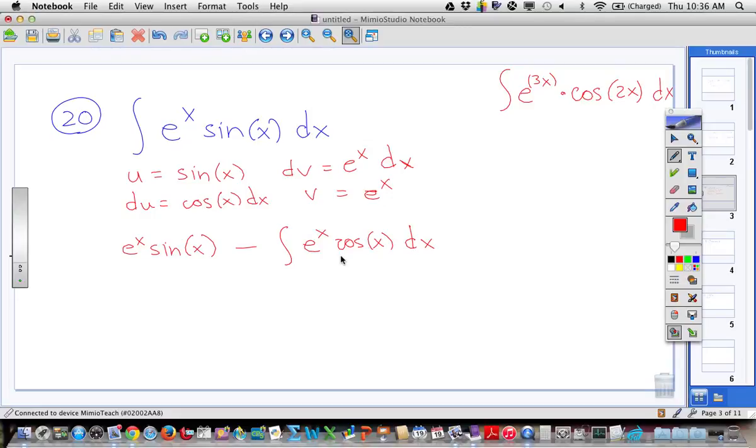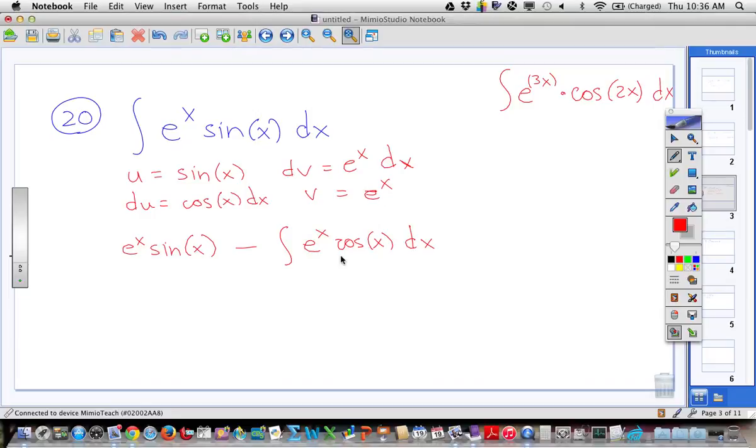Integration by parts. I mean, look at this. It looks almost just like our original. This needs integration by parts again. That's what the original needed too. Okay? So watch what happens though.